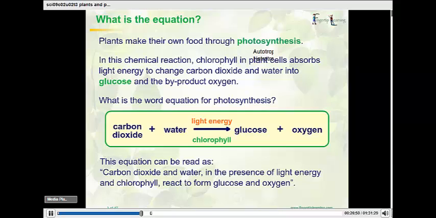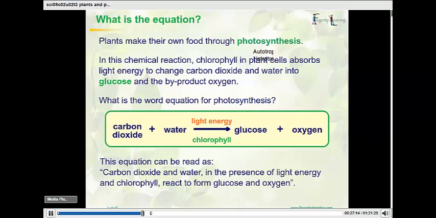Endothermic would be the type of reaction also. We have exothermic reaction and endothermic reaction. It's a type of chemical reaction.